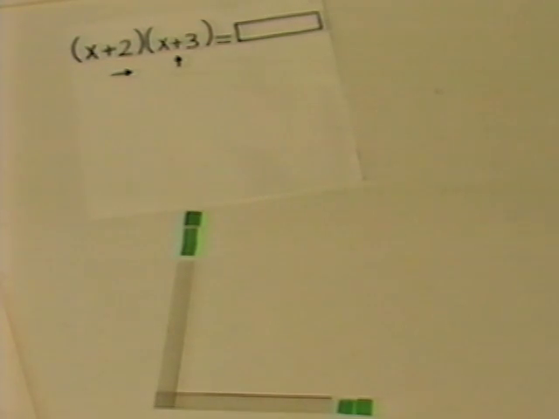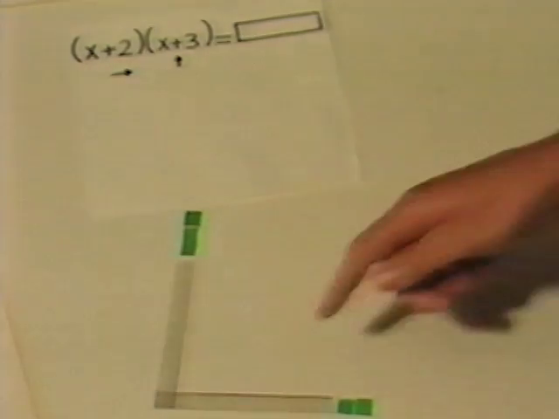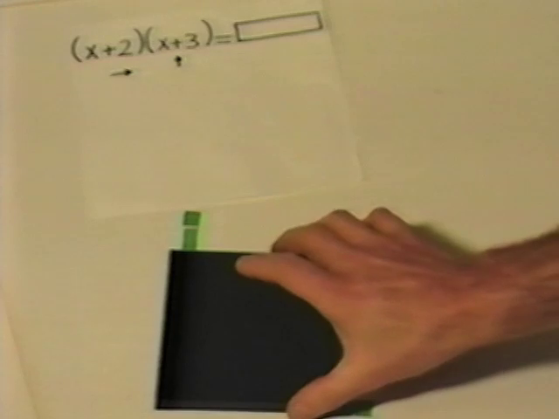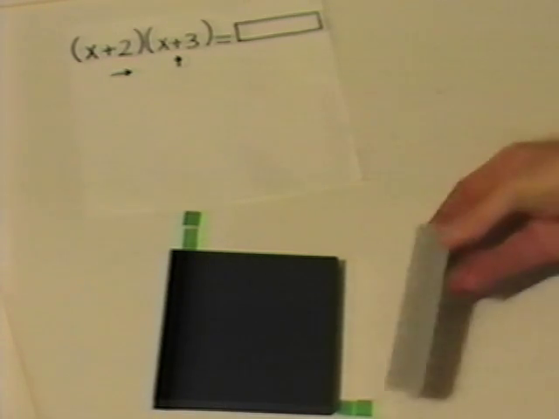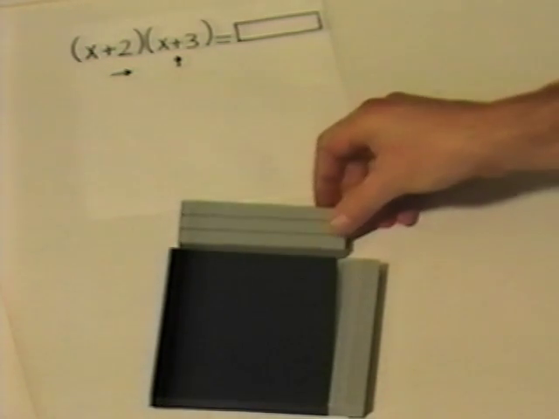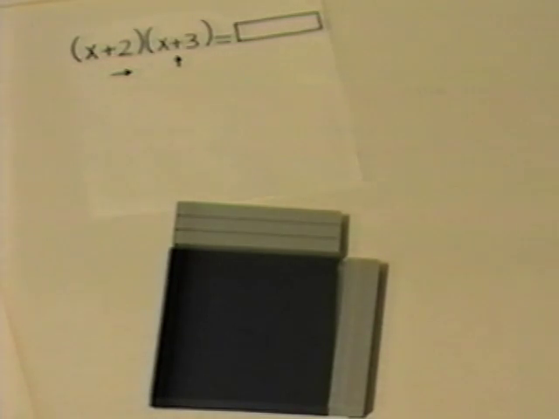We can now see that over x and up x creates an area of x squared. We now must come over 2. We will extend our square over 2. And we will extend our square up 3 units. We bring the entire square up 3 units, and now all we have to do is fill in our corner, and we have a complete rectangle. We place in our units, the rectangle 2 by 3, and we now have our rectangle.